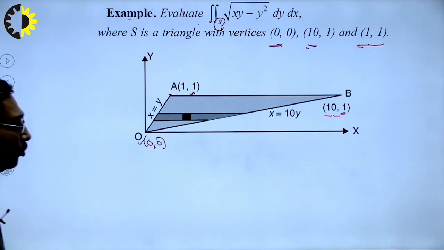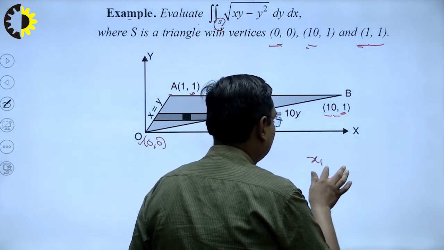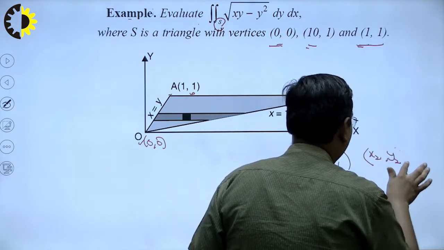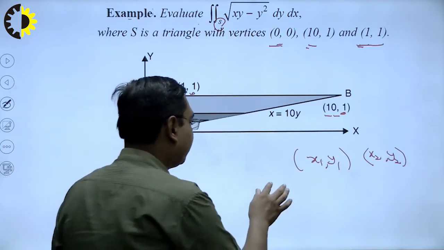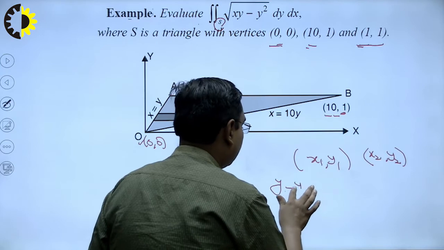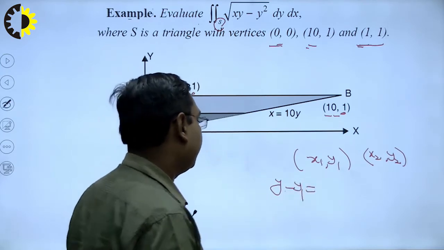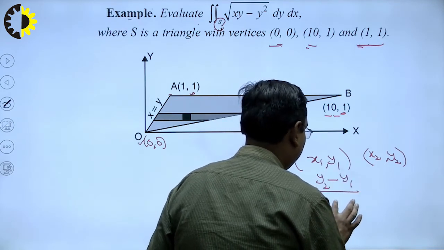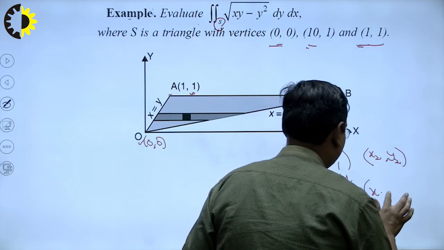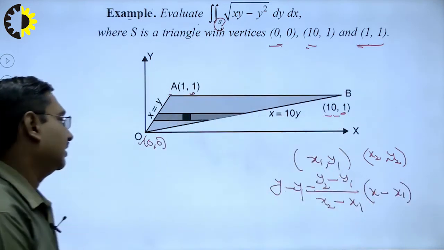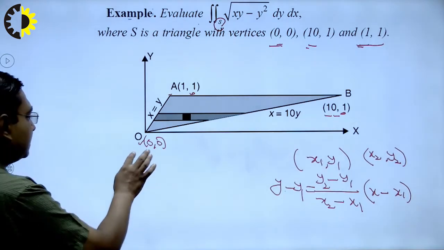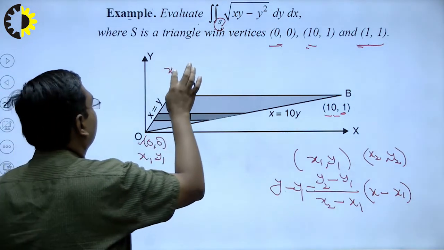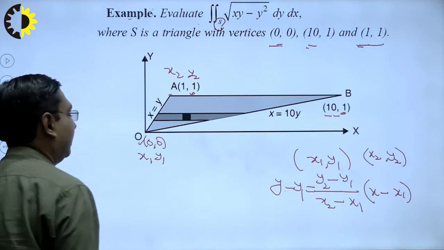If we have 2 points (x1, y1) and (x2, y2), then the equation of the line joining these 2 points is given by y minus y1 is equal to (y2 minus y1) upon (x2 minus x1) times (x minus x1). Here this point will be (x1, y1), and this point will be (x2, y2).